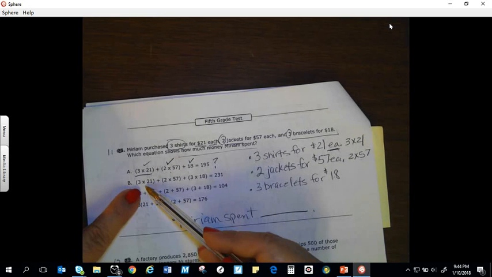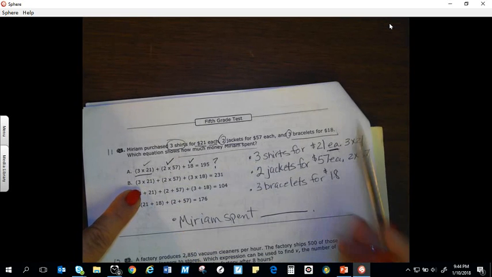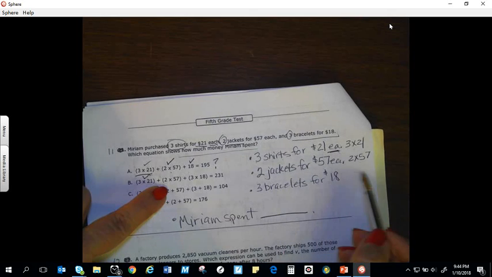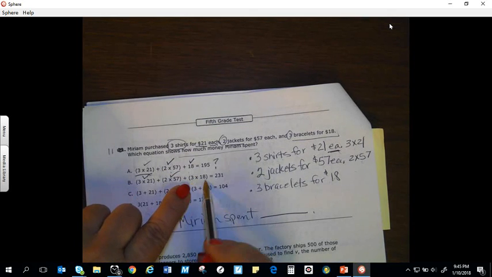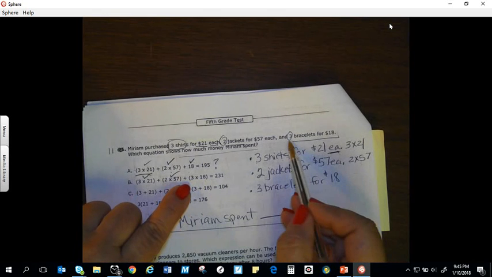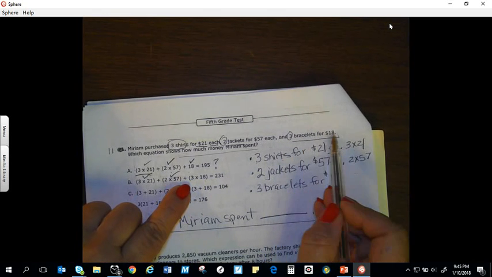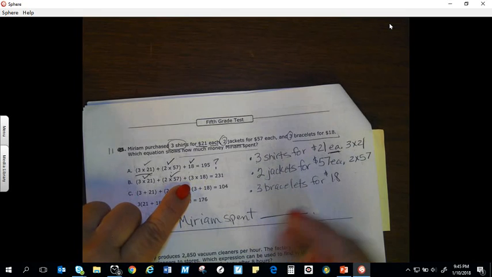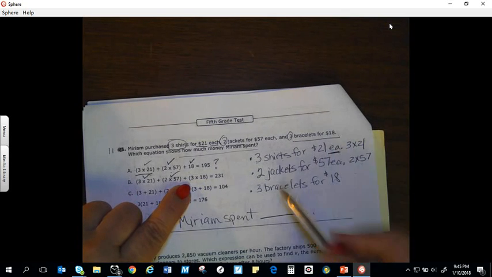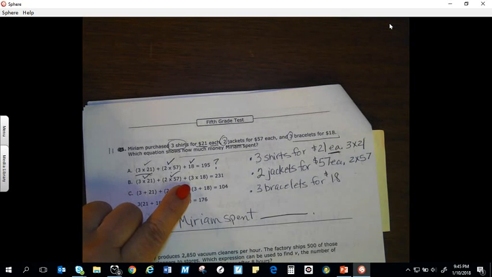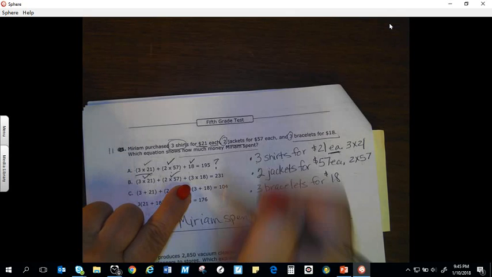Let's look at this one. 3 times 21, that checks. 2 times 57, that checks. Well, it says, and then 3 times 18. Is there an each here? It says, and 3 bracelets for $18. How much would those bracelets have cost? Well, yeah, $6, because 3 times 6 is 18. So she spent a total of $18 for 3 bracelets. So this is not right, because it didn't say each.